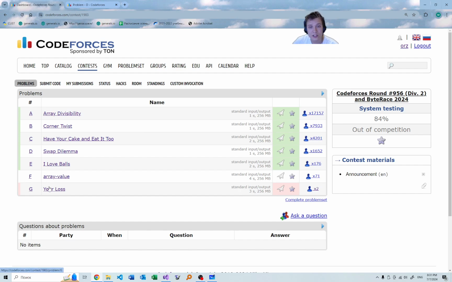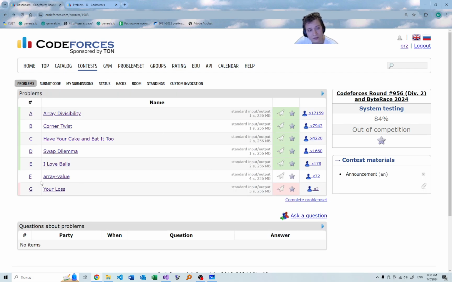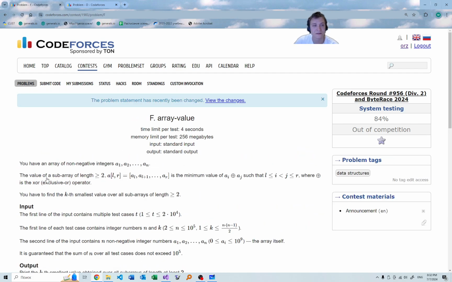Okay, problem G. I didn't solve it, unfortunately. Well, I kinda solved it, but never was able to write the full solution. Problem F I don't know how to solve, so let's ignore it.